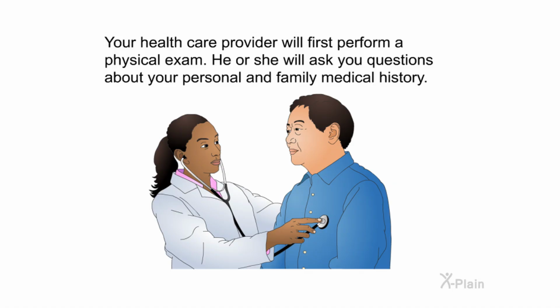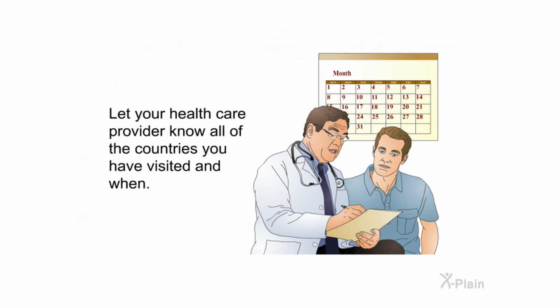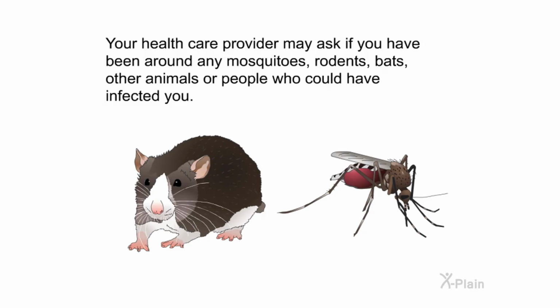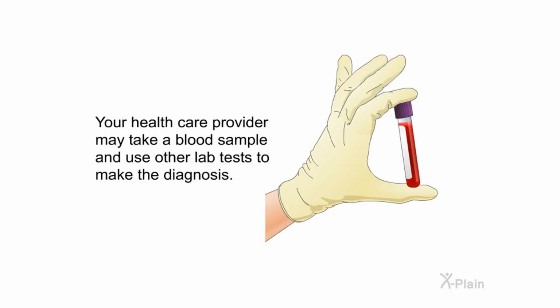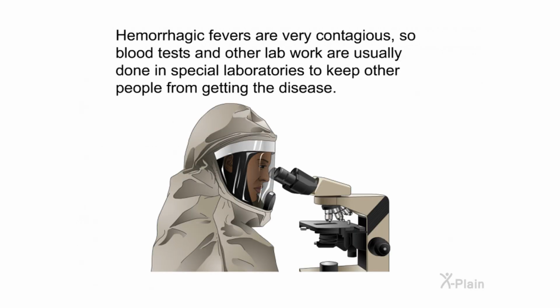Your healthcare provider will first perform a physical exam. He or she will ask you questions about your personal and family medical history. Let your healthcare provider know all of the countries you have visited and when. Your healthcare provider may ask if you have been around any mosquitoes, rodents, bats, other animals, or people who could have infected you. Your healthcare provider may take a blood sample and use other lab tests to make the diagnosis. Hemorrhagic fevers are very contagious, so blood tests and other lab work are usually done in special laboratories to keep other people from getting the disease.